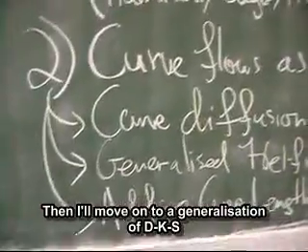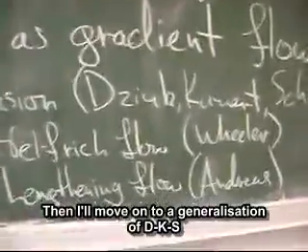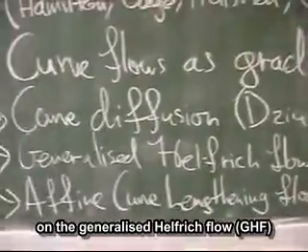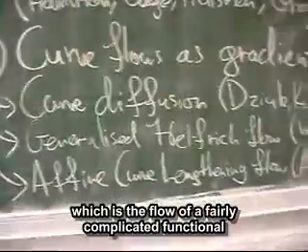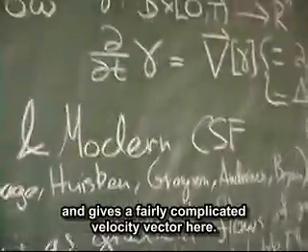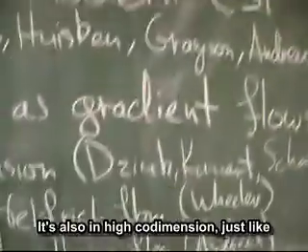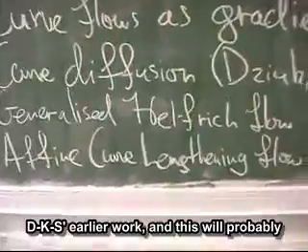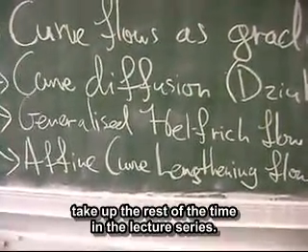Then I'll move on to a generalization of Chuk, Kuvert and Schätzler, which is recent work of myself, on the generalized Helfrich flow, which is a flow of a fairly complicated functional and gives you a fairly complicated velocity vector here, and it's also in high codimension, just like Chuk, Kuvert and Schätzler's earlier work, and this will probably take up the rest of the time for the lecture series.